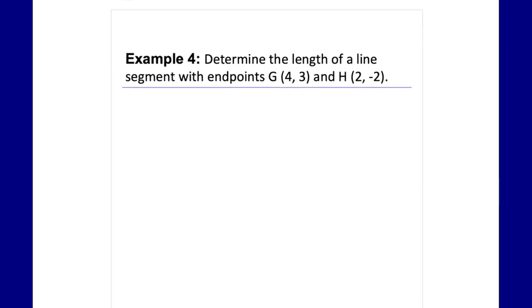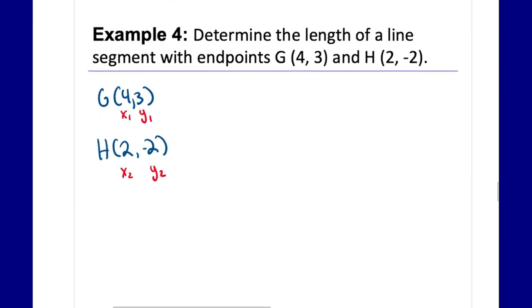Next example, determine the length of a line segment with endpoints G, which is 4, 3, and H, which is 2, negative 2. So I don't even need to draw this out because I'm looking for the length of a line segment. I am going to relist my points just so that I can label them: G will be x1, y1, and H will be x2, y2. We'll do that in different colors just so it's easier to see. Again, it doesn't really matter which one's which, as long as we're consistent.